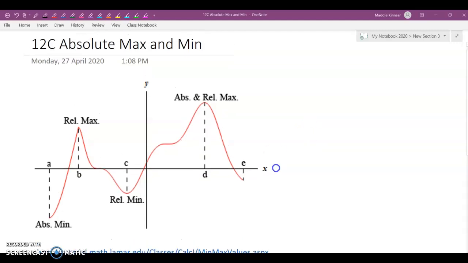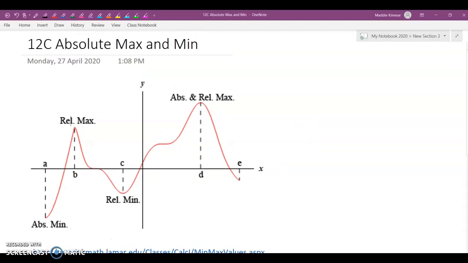So we're going to be looking at 12C absolute maximums and minimums. Absolute maximums and minimums occur when, between an interval, let's say A to E in this diagram, it is the X value that gives the highest Y value in that interval. And an absolute max or minimum can sometimes be referred to as a global.